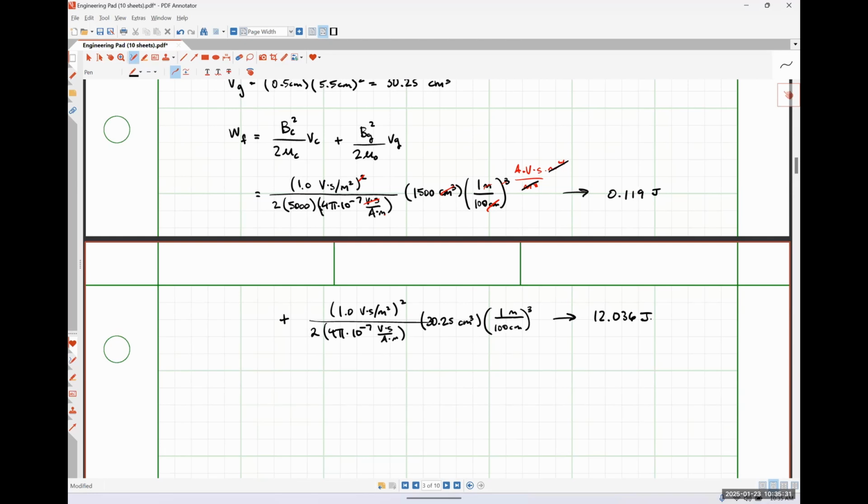12.036 joules. So in total, we wind up having 12.155 joules of energy stored, where 99.018% is stored in the air gap.